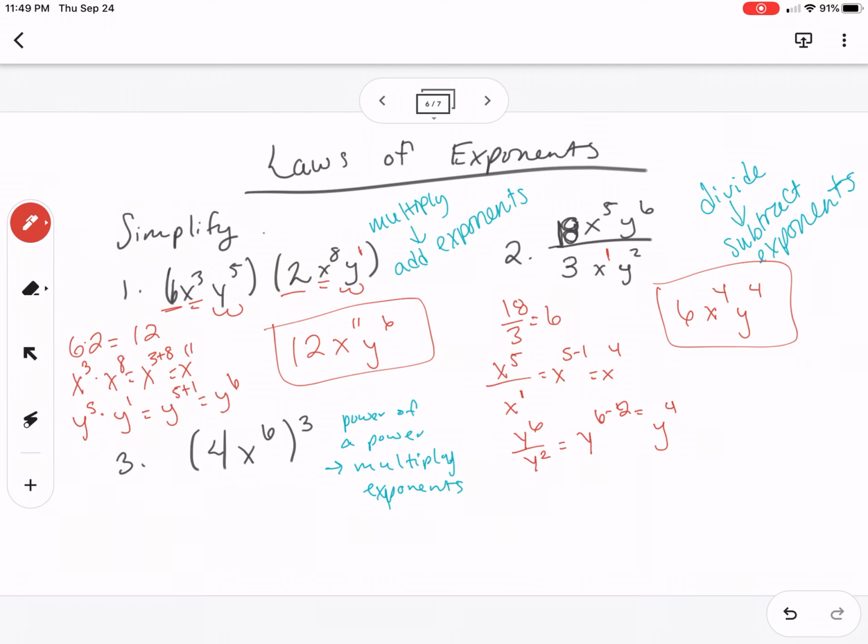Here I'm going to break it down. So basically, I'm going to do everything to the 3rd power. So I have 4 to the 3rd power, which means 4 times 4 times 4. That comes out to 64. And then I'm going to take x to the 6 to the 3rd power. Here you multiply your numbers. So 6 times 3 will be an 18. So I get 64x to the 18th.